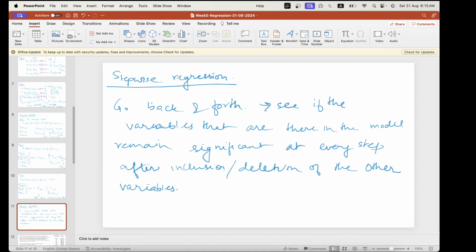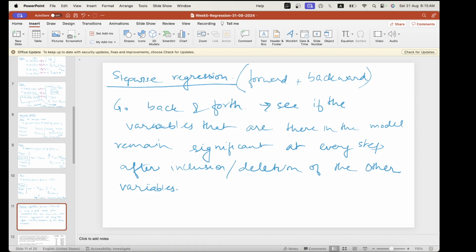Alright, so this is what we do. This will combine your forward selection plus the backward selection method, and we'll go back and forth, and at every step we are going to check whether, after inclusion or deletion of a variable, all the variables that are there in the model remain significant or not.